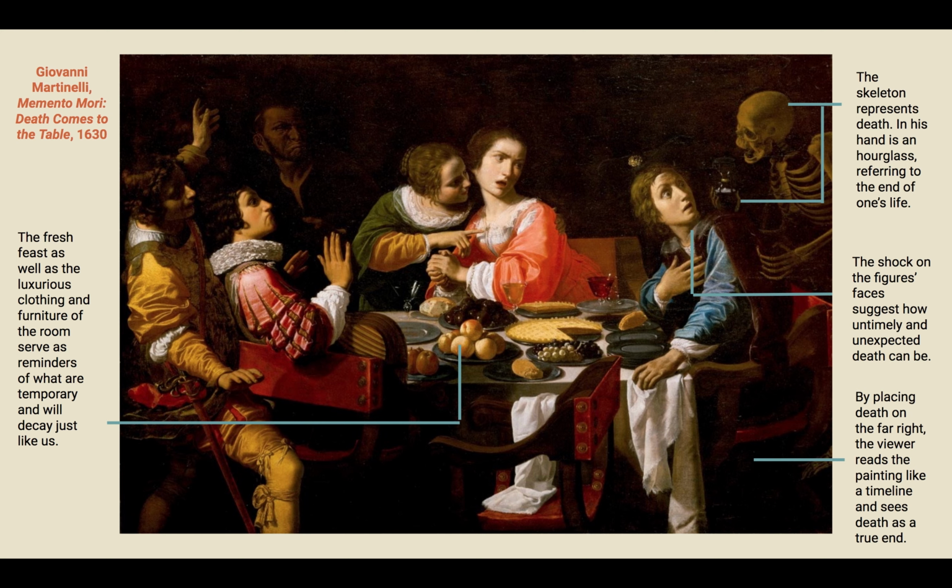Right next to him is a man whose shocked expression, along with the other figures' shocked expressions, really should suggest how untimely and unexpected death can be. We also see how these figures are dressed in very nice clothing, like rich people's clothes, and how they have a full feast on the table. The fresh feast, as well as the clothing and furniture of the room, serve as reminders that what we have is temporary and will decay just like us.